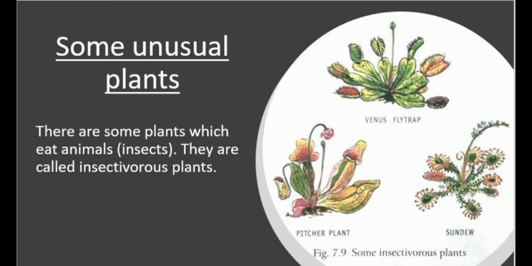In Venus flytrap, what happens? The leaf is folded into two halves, as you can see. When an insect sits on the leaf, the two halves close and the insect is trapped. Okay.